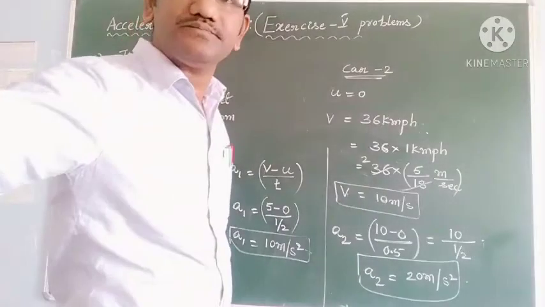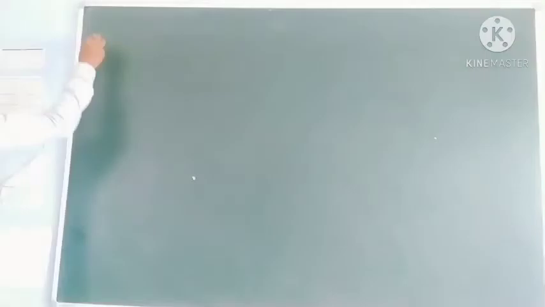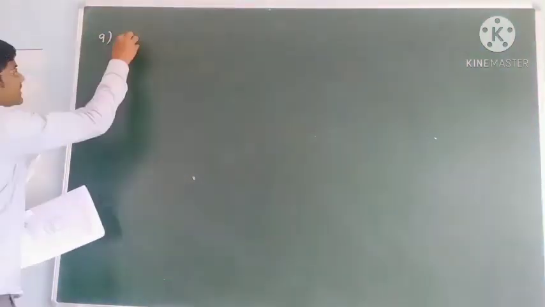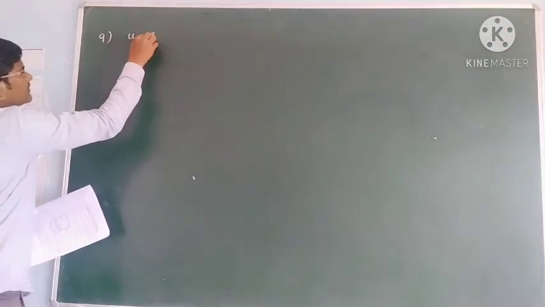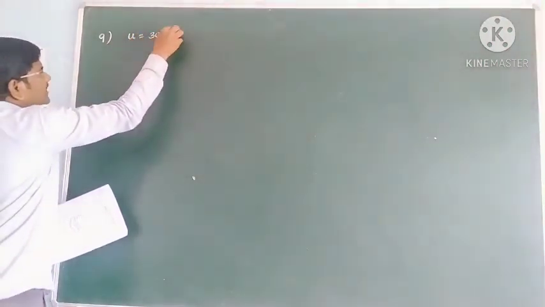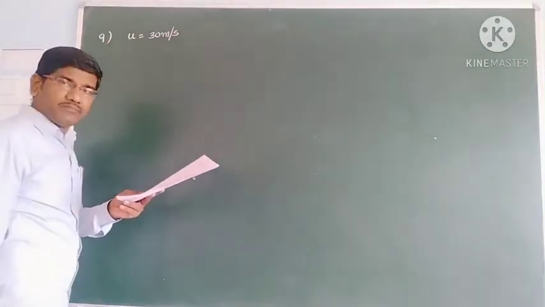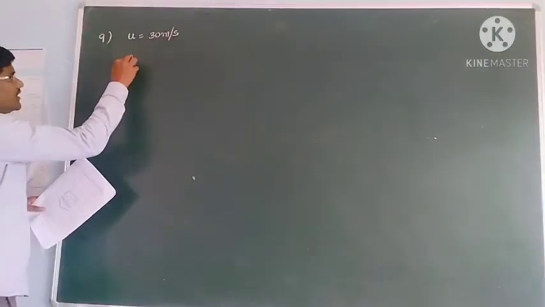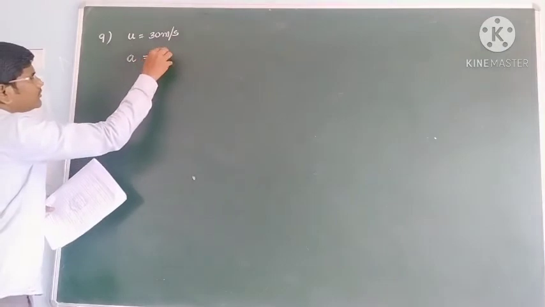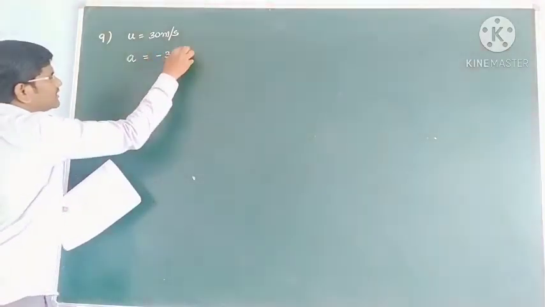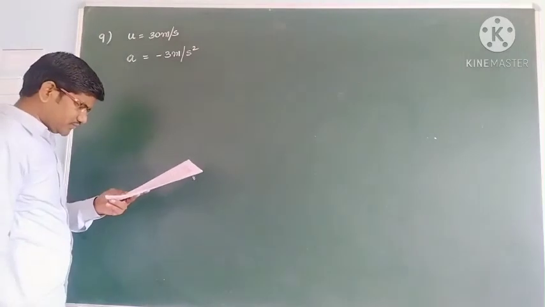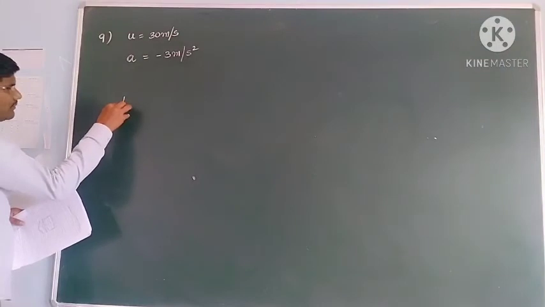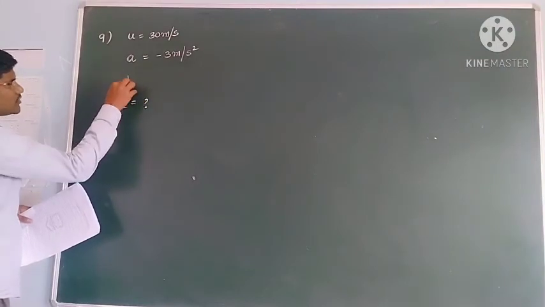Okay students, now see problem number 9. A car moving with a velocity of 30 meters per second, so U is given as 30 meters per second, is subjected to uniform retardation of 3 meters per second square. So subjected to uniform retardation, A is equal to minus 3 meters per second square. We have to find the time taken by the car to come to rest.